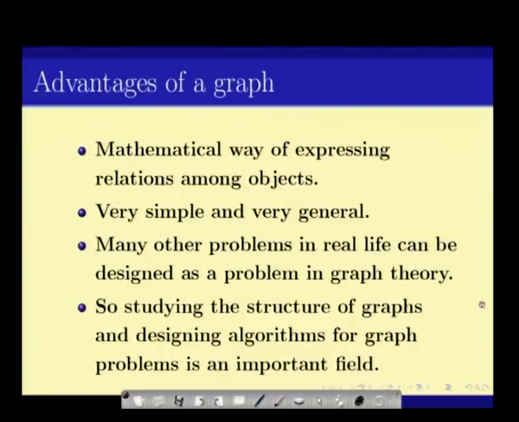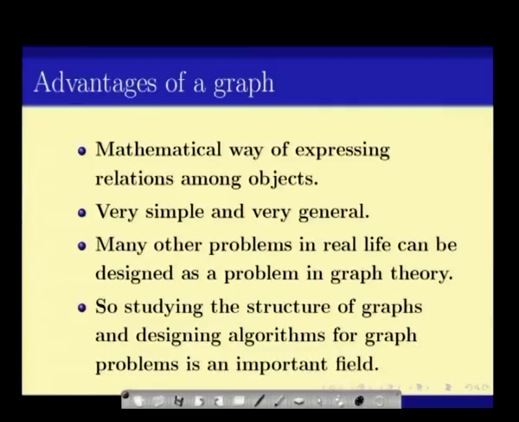The advantage of studying these graphs is that they help us to mathematically express relationships among objects. This characterization of relationships in terms of graphs is a very simple and general way of doing it. Many real life problems can be formulated as graph theory problems, and hence studying graph theory or algorithms for graphs is a very essential subject in our field.